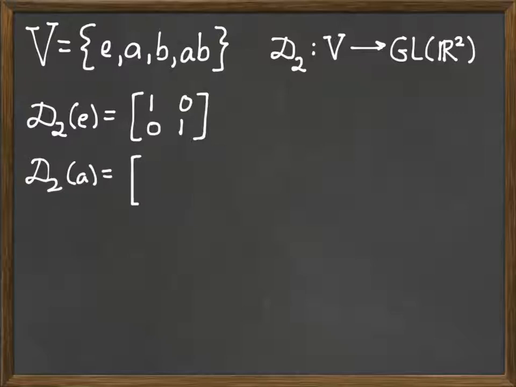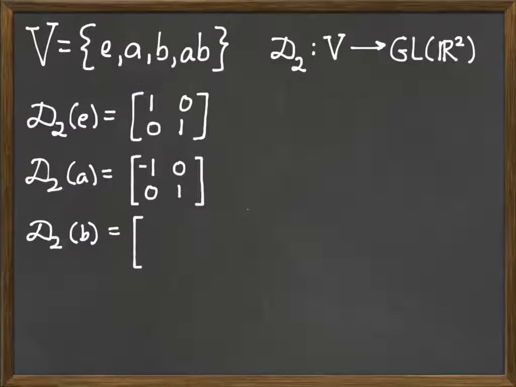So then maybe this is reflection in the x direction, as I've done with D2 of D3. Then the B reflection would be just reflection in the y direction. And D2 of AB is -1. It would be reflection through the origin.